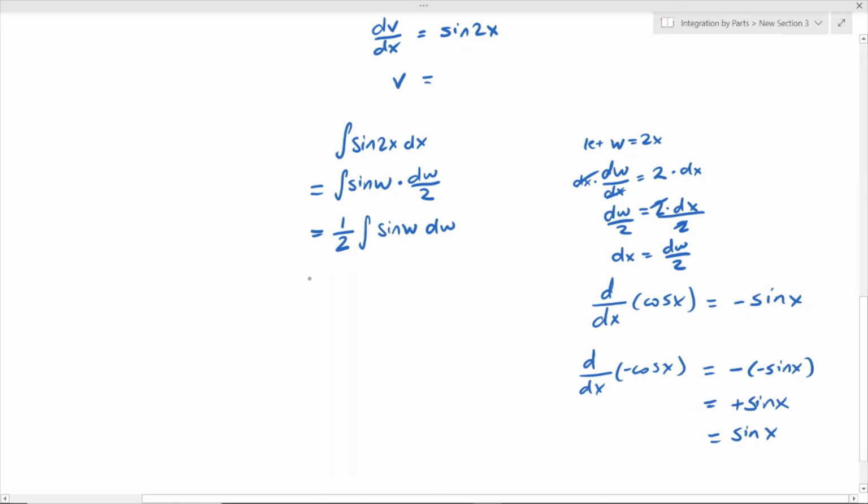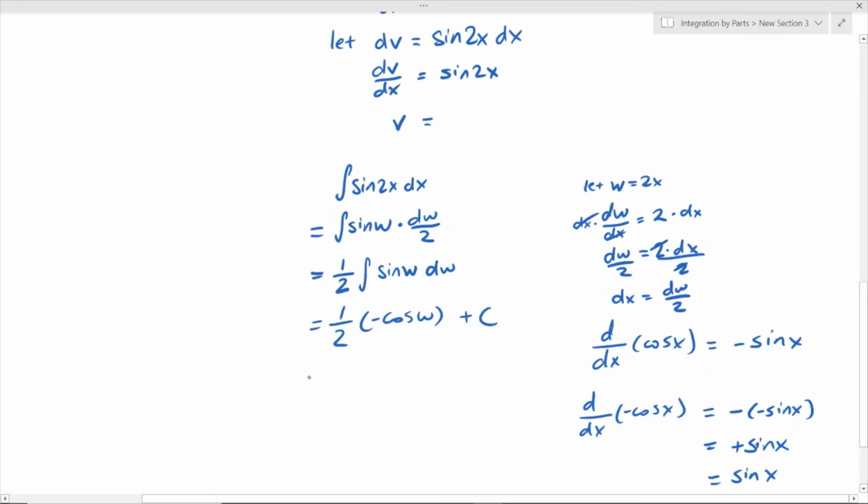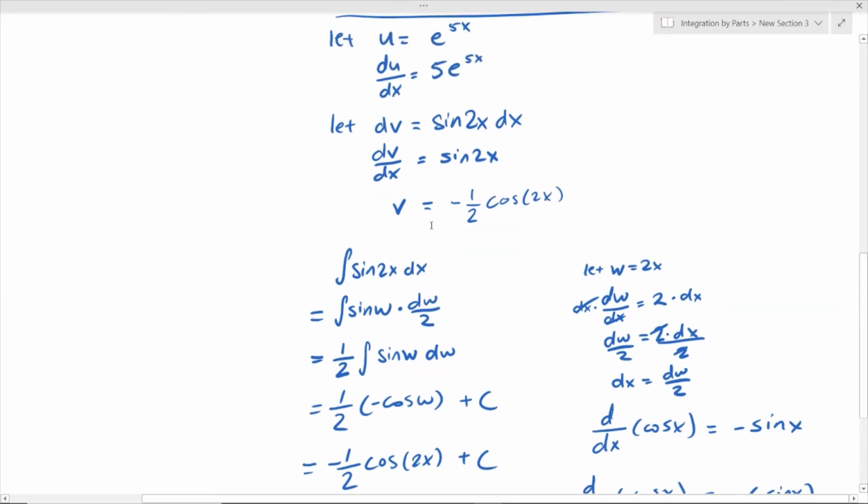Negative cos w. So we're going to get 1 over 2 times negative cos w, just like that, plus c, the arbitrary constant that we have to put in when we integrate. And then here we have negative a half times cos w. What's w? w was 2x, so we're going to sub that back in, plus c, like that. And then here, we don't need to write the arbitrary constant, and so we just write negative a half cos 2x for v, and so we got our v.